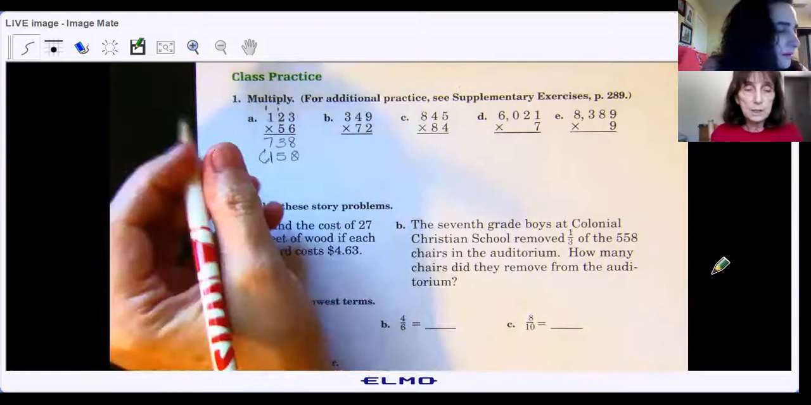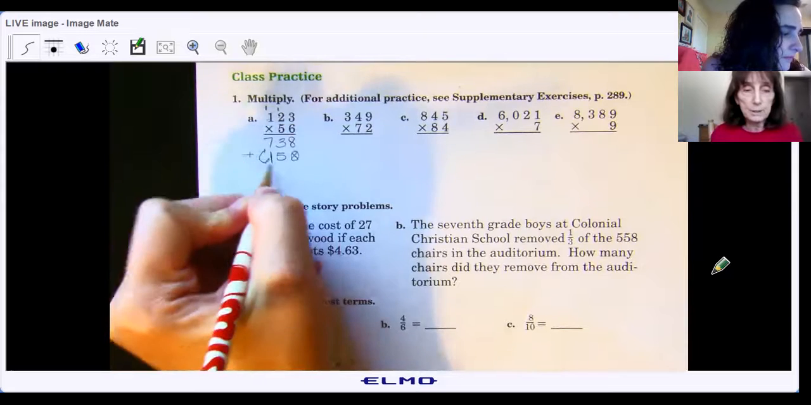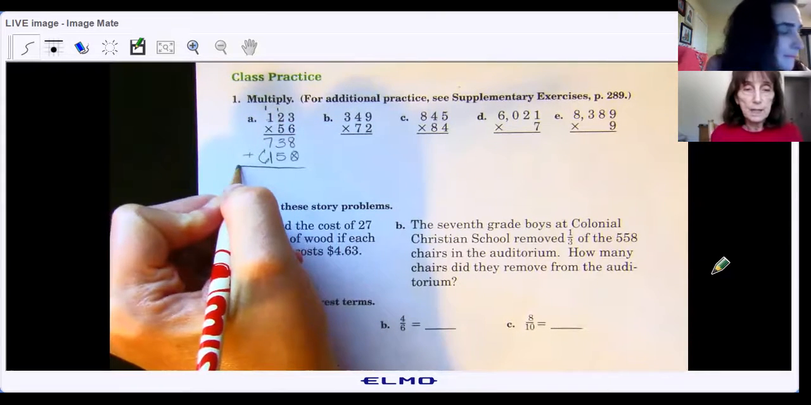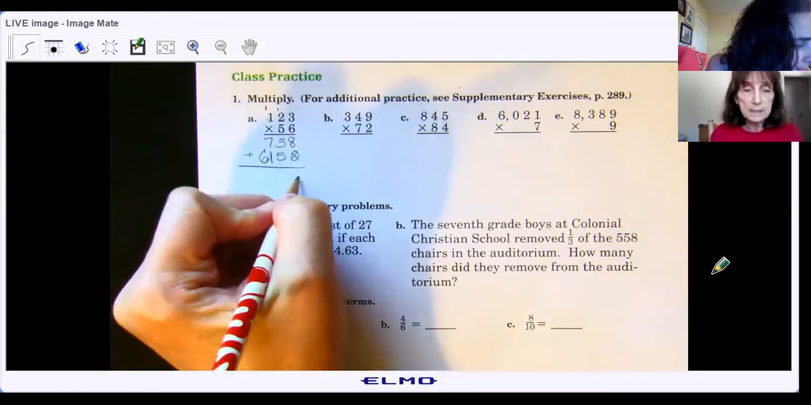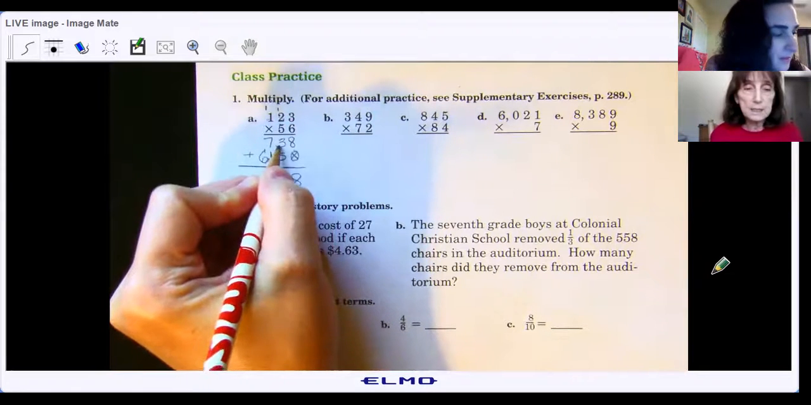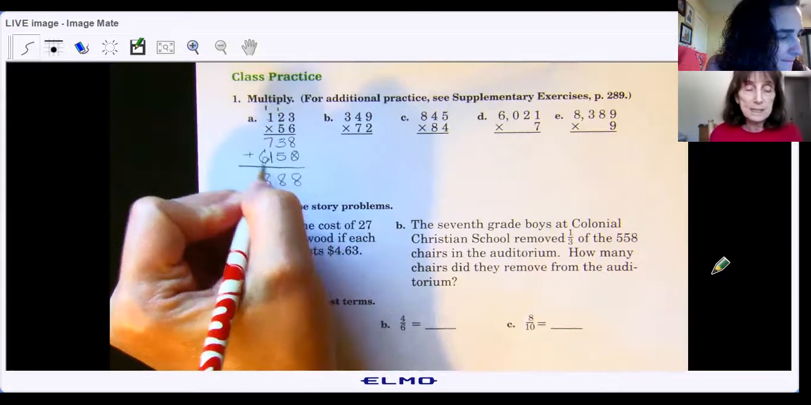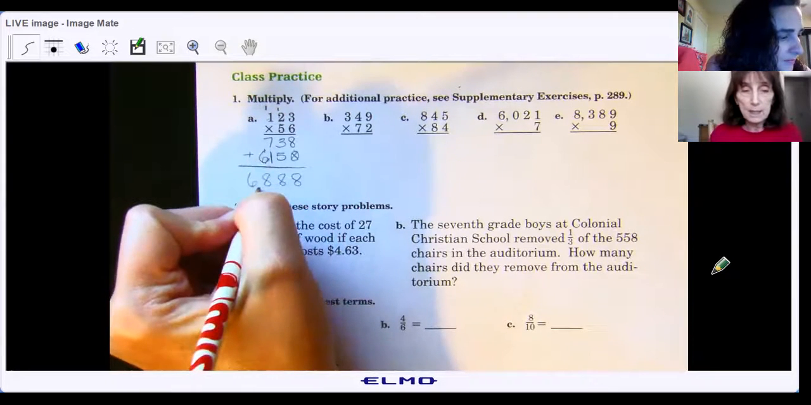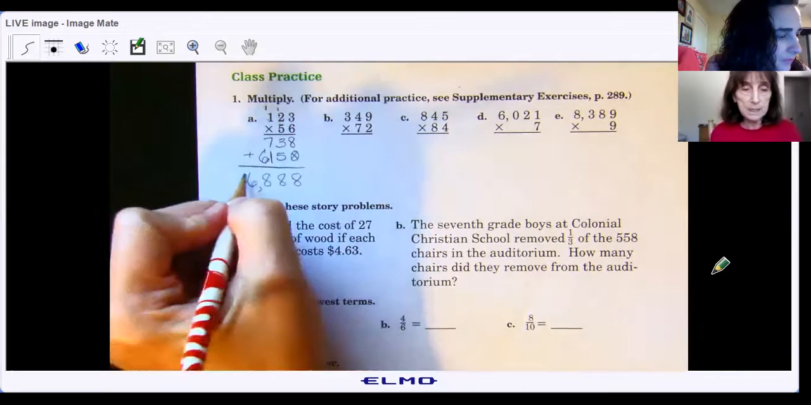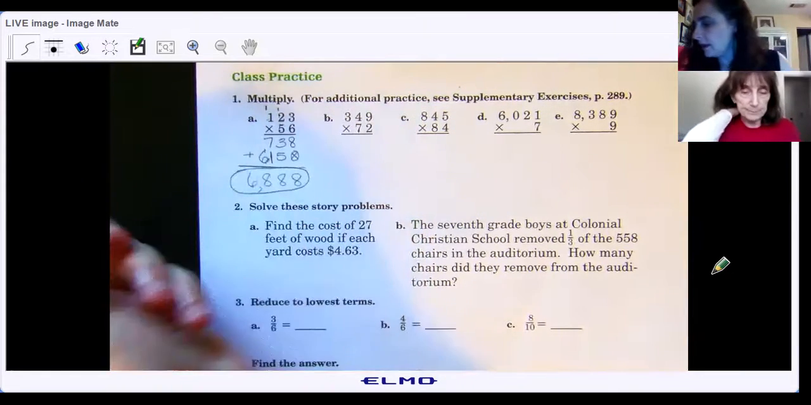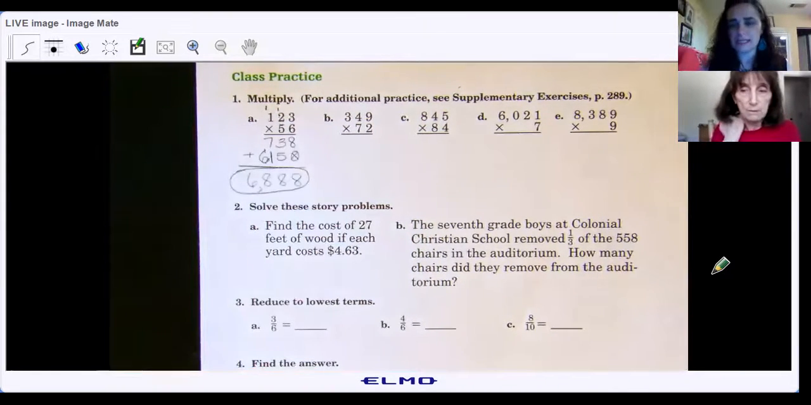Now you're going to draw your equal line and you're going to add those partial products together. 8 and nothing is 8. 5 and 3 is 8. 7 and 1 is 8. And 6 and nothing is 6. And then ones, tens, hundreds, thousands: 6,888.